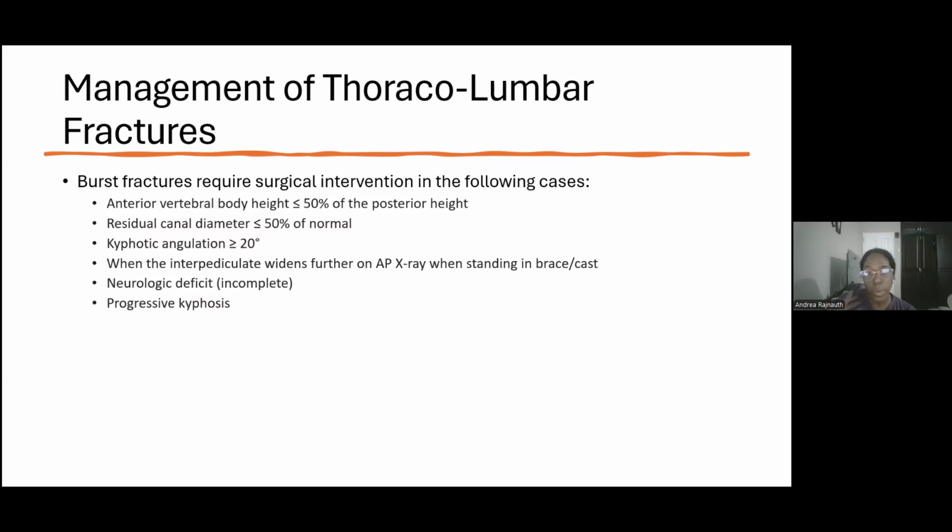Burst fractures require surgical intervention in the following cases: anterior vertebral body height less than 50% of the posterior height, if there's residual canal diameter less than 50% of normal, kyphotic angulation greater than 20 degrees, when the interpedicular distance widens further on AP X-ray, when standing in brace or cast, if there's a neurological deficit or progressive kyphosis.